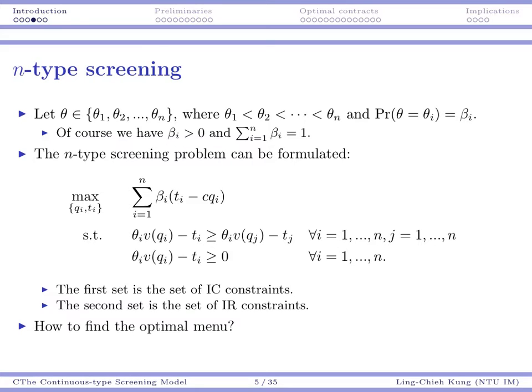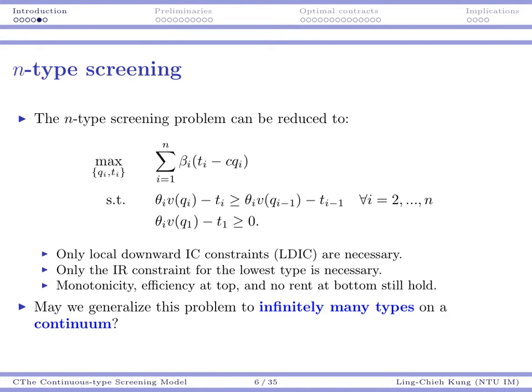So we can formulate this. May we find the optimal menu? The answer is yes. We can do some derivations and show that the problem can be reduced to this. The objective function is the same, but for the constraints, first, only those local downward IC constraints are necessary.